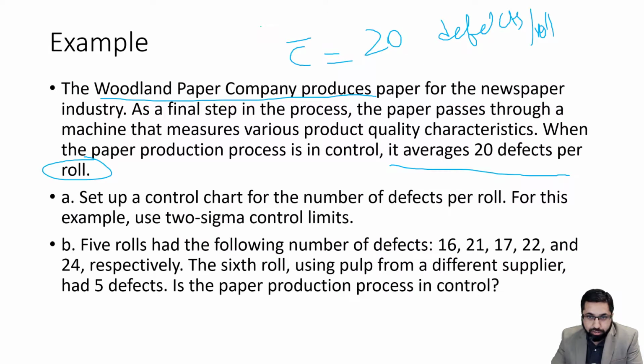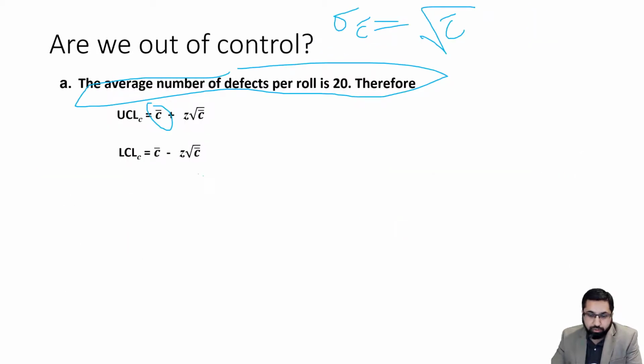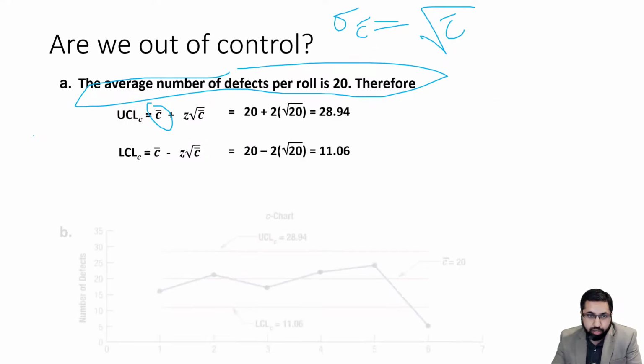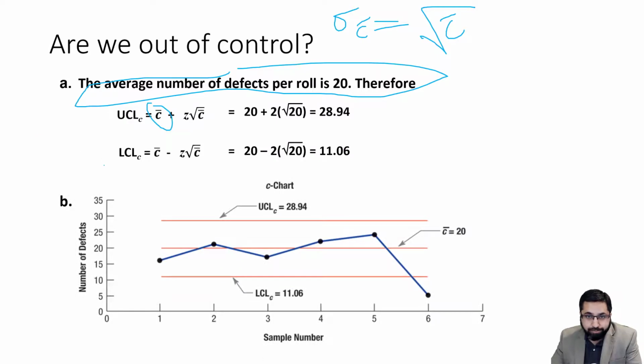So here, notice the question tells us to use 2 sigma control limits. That means Z will be 2. So that is why we use Z equals 2. Okay, so these are our control limits. Then we have data on 5 rows, and you want to plot them and see if you're in control or not. So we plot the data.